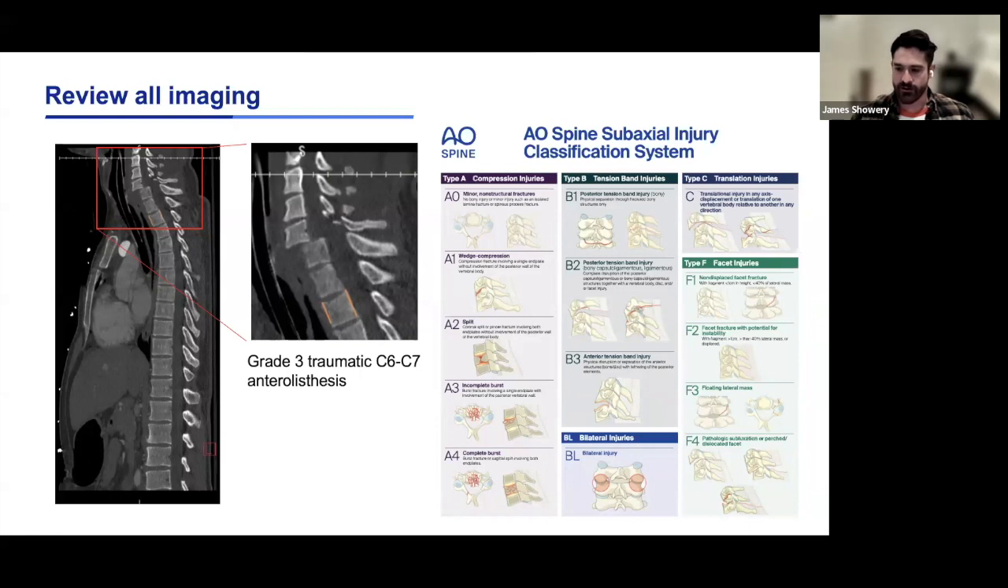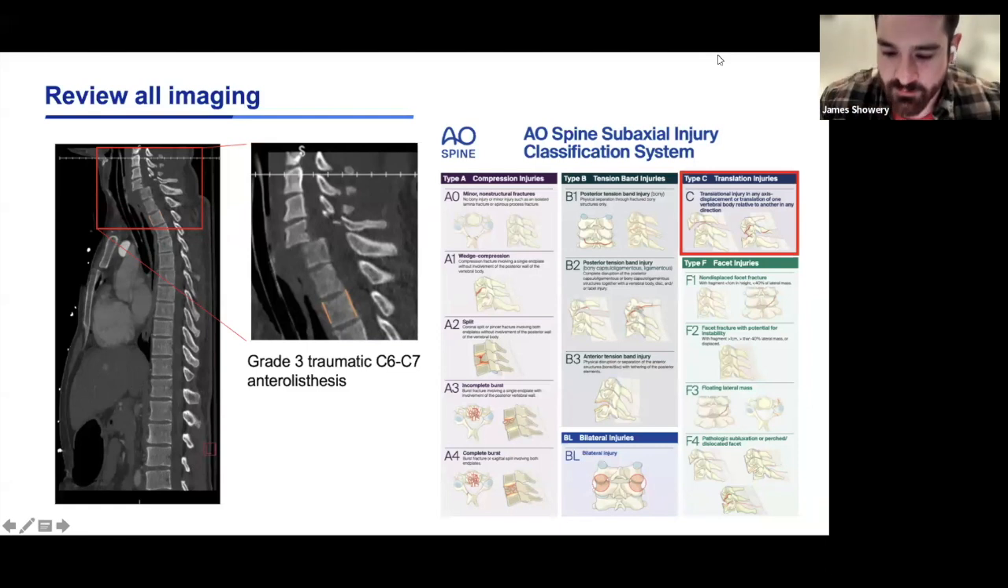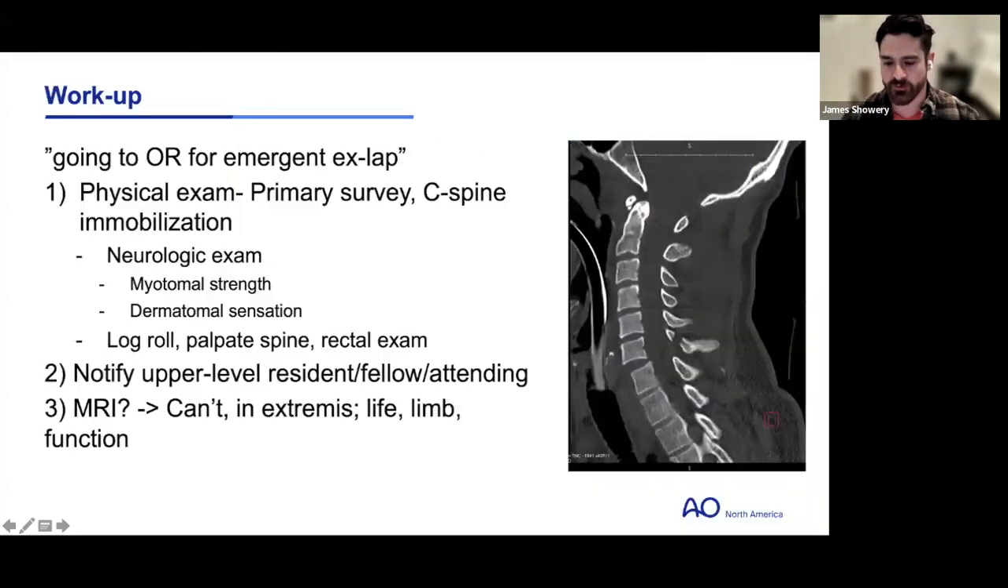But if you break it down to the elemental pieces of it, it's sort of A's are not so bad, right? B's are a little bit worse. They're a tension band injury, so disruption of the posterior ligamentous structures without any translation. And C's are the bad ones. So a C injury is some sort of translation or rotation, and these patients are much higher risk for having a spinal cord injury compared to the other two. Much more likely to be unstable. In fact, by definition C is defined as being unstable.